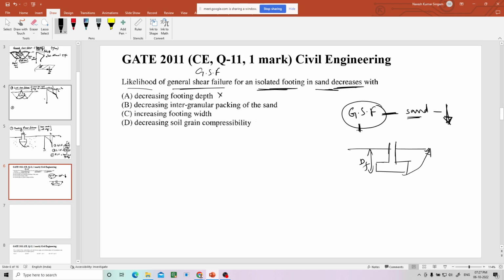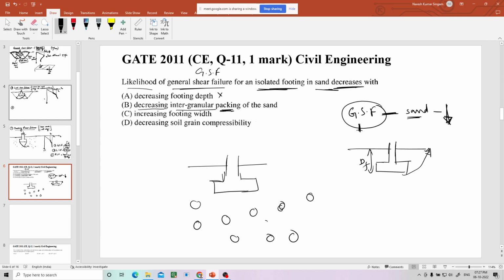Decreasing intergranular packing of the sand. What is it saying? The footing is there. When you are decreasing the intergranular packing, you are loosening the soil, right? When you are loosening the soil, what will happen? Punching shear failure will happen. So the likelihood of GSF will decrease. So this can be right.